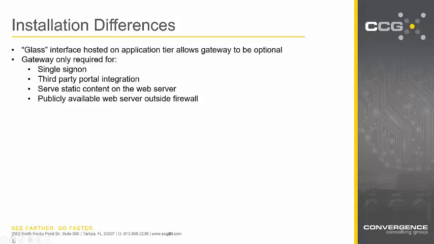But there are some instances where the gateway actually is required, and I've got them listed here. Single sign-on is one of the reasons that we had gateways, because we had the single sign-on set up using Active Directory as the security source as well. So in this case, we had to use the gateway components. But there are some other things: if you're making your stuff publicly available outside your firewall, you probably want to have a gateway as well. Or if you're putting static content on the web server, third-party portal integration, and so on.